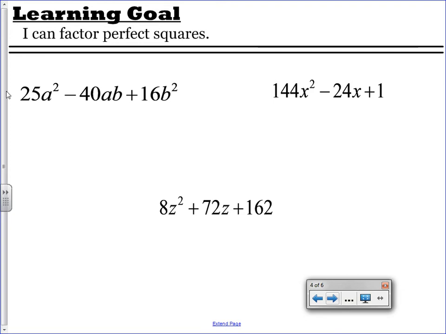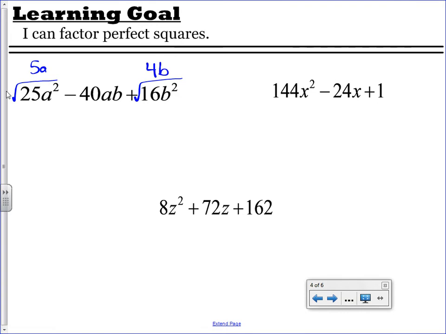If I take the square root of this first term, what do I get? Ben? 5 what? Good. If I take the square root of this last term, what do I get? The square root of the last term. Vanessa? 4b. Okay, now here comes my check.